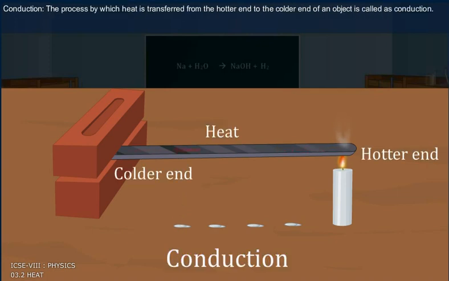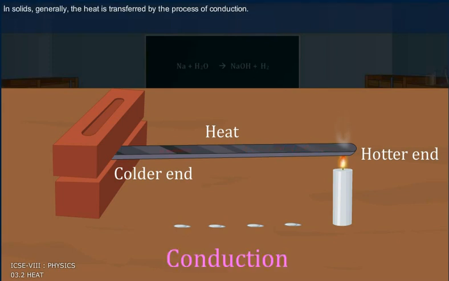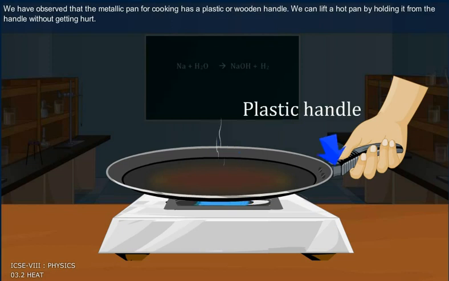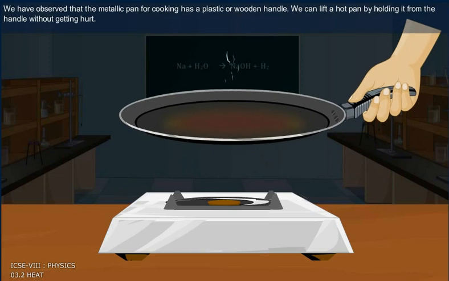Conduction: the process by which heat is transferred from the hotter end to the colder end of an object is called conduction. In solids, generally, the heat is transferred by the process of conduction. We have observed that the metallic pan for cooking has a plastic or wooden handle. We can lift a hot pan by holding it from the handle without getting hurt.